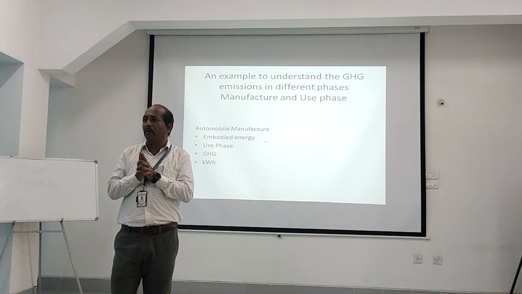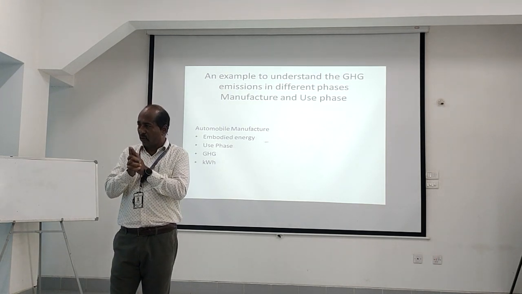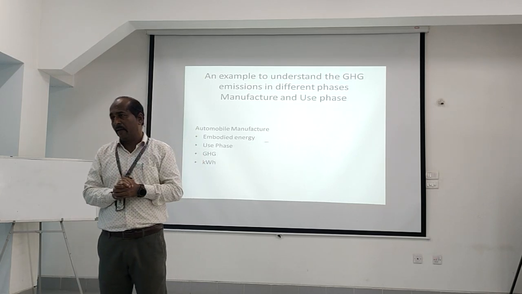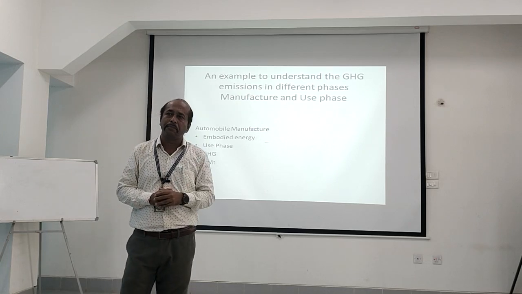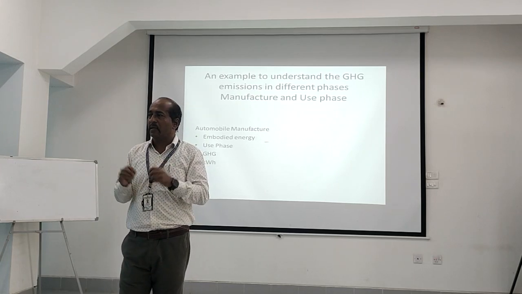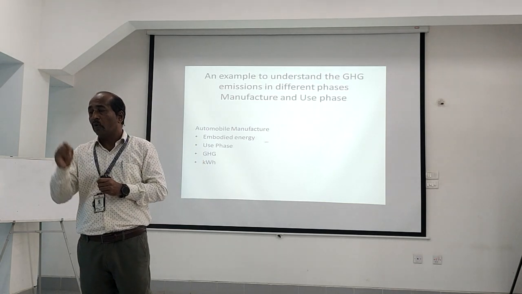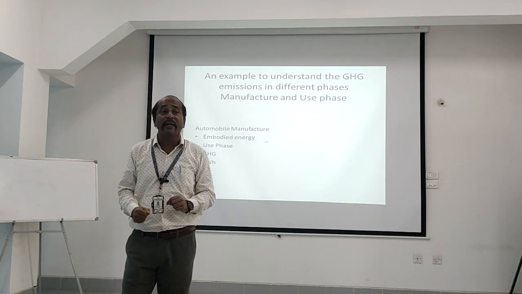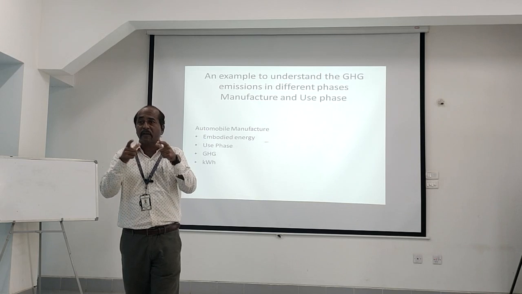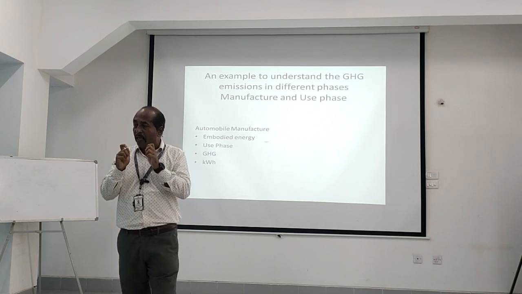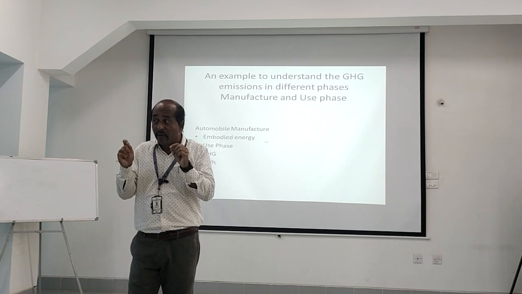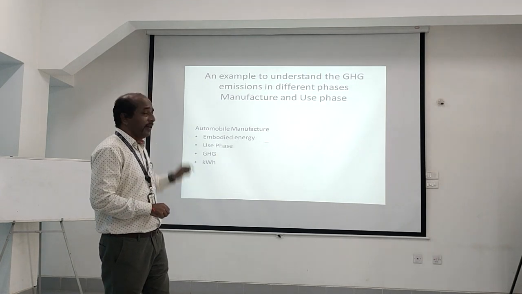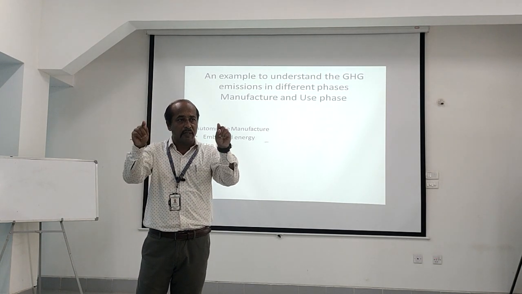Now I'll give one example of what is use phase, what is manufacturing phase, and how things should be taken into consideration. Say we are manufacturing a car. When you manufacture a car, the total energy which is required to manufacture the car is called embodied energy. And whenever I use the word energy, the unit for energy is kilowatt hour. Okay. And this embodied energy is the total energy required to manufacture the car.